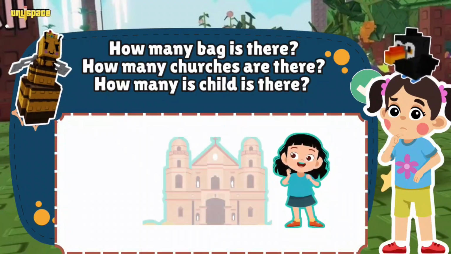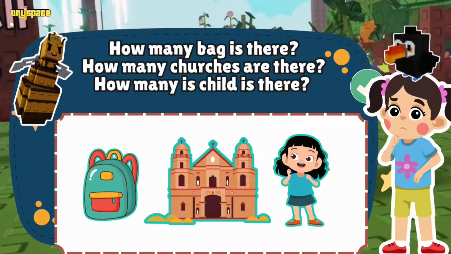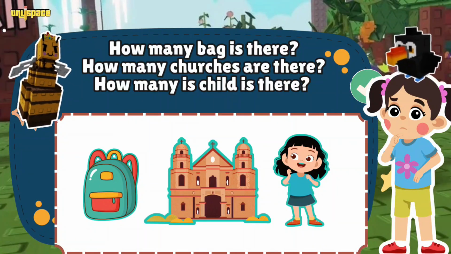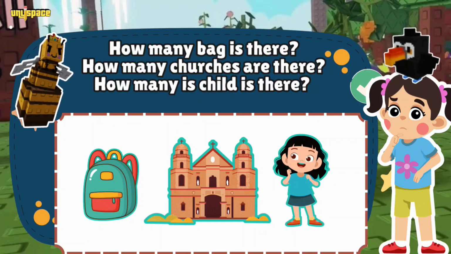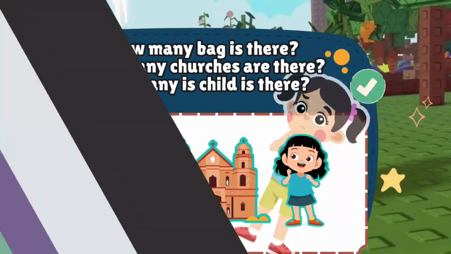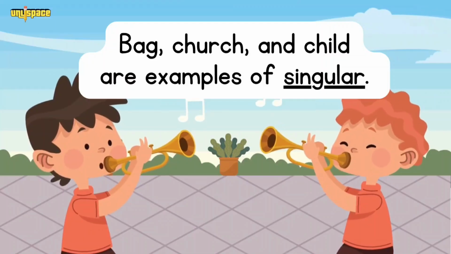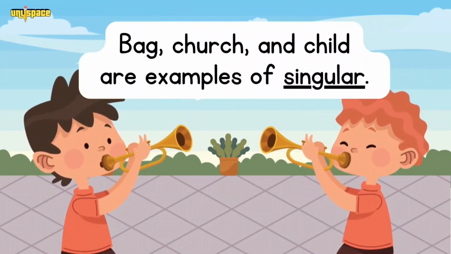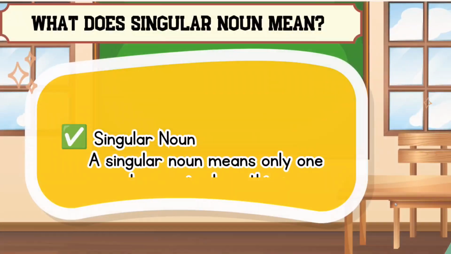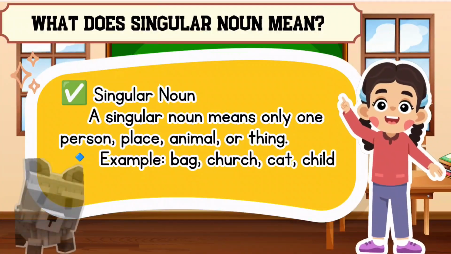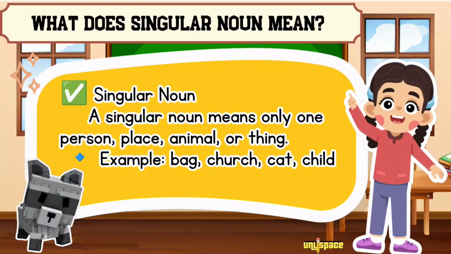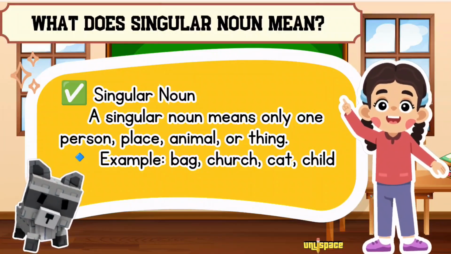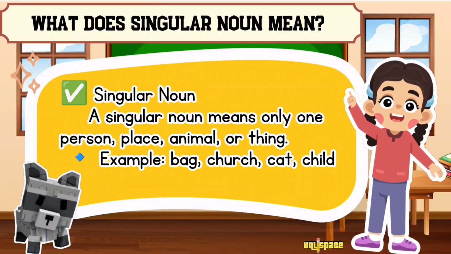How many bag is there? How many churches are there? How many child is there? Bag, church, and child are examples of singular. What does singular noun mean? A singular noun means only one person, place, animal, or thing. Example, bag, church, cat, child.